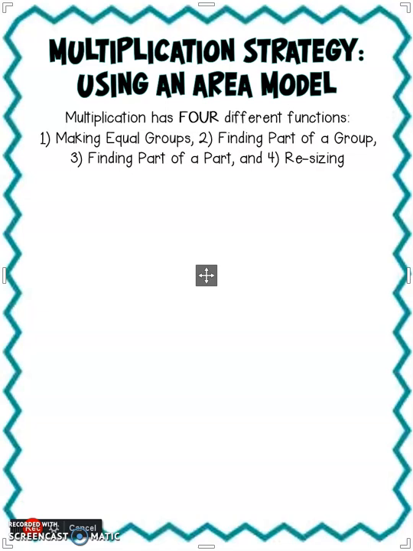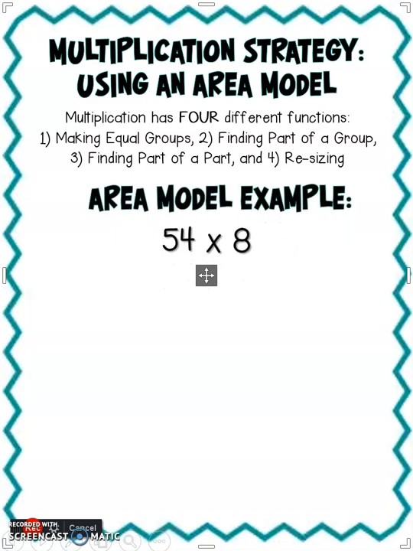The most common one is making equal groups, but we can also find part of a group, part of a part, or do some resizing or scaling. Right now, we're just focusing on the type of multiplication that makes equal groups. We'll get into more about finding part of a group, part of a part, and resizing later on in the year. But first, let's look at an example using the area model: 54 times 8.